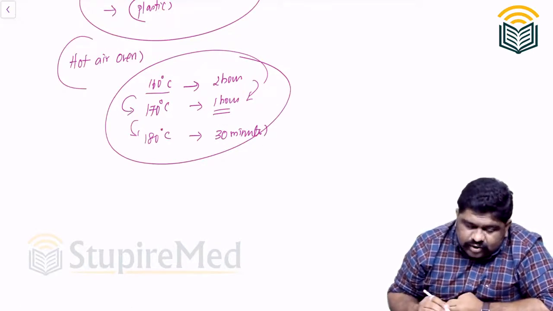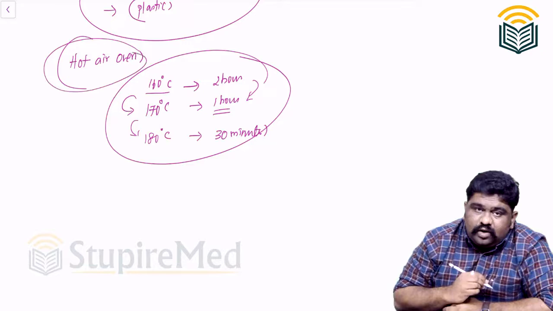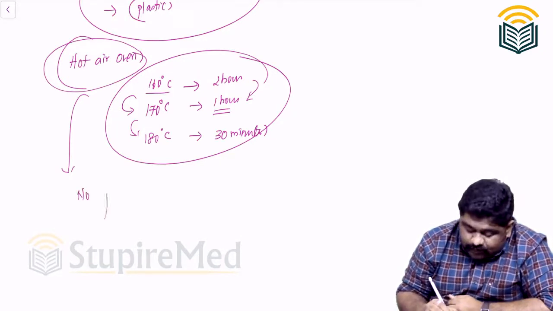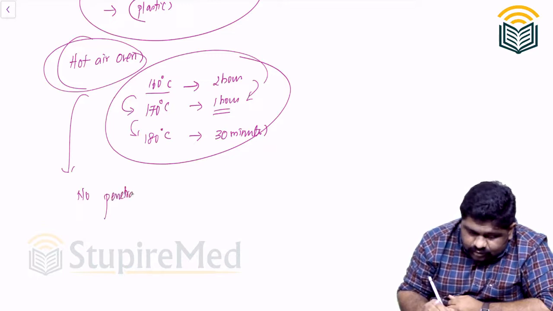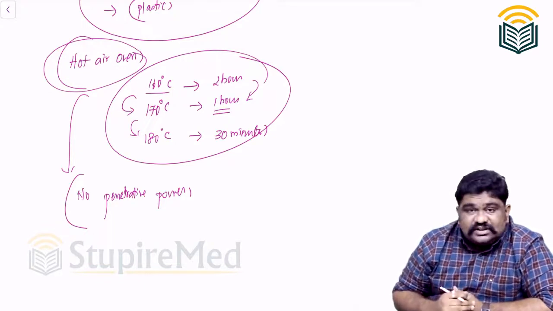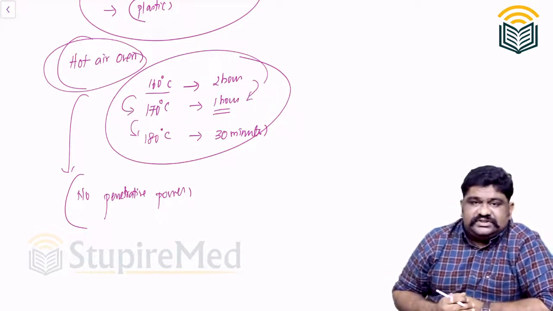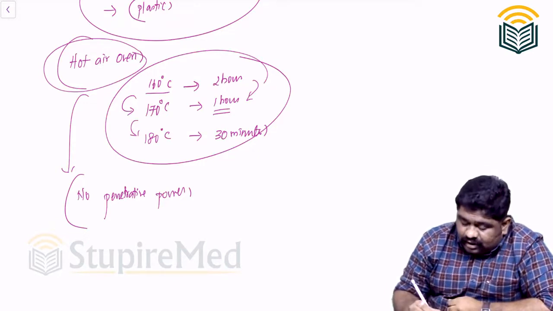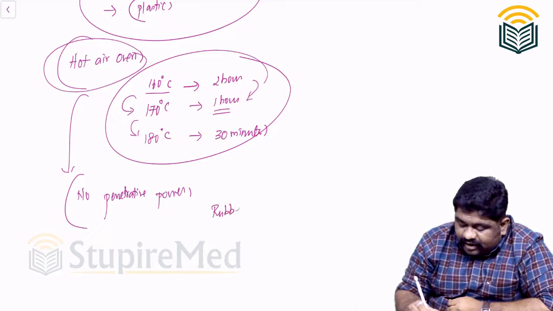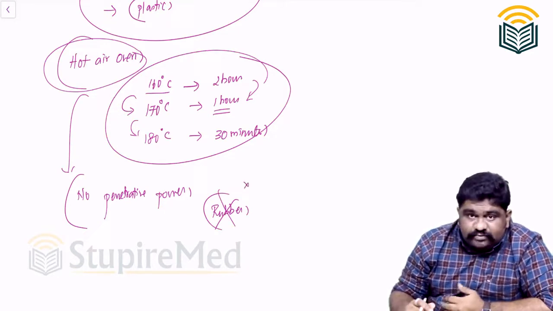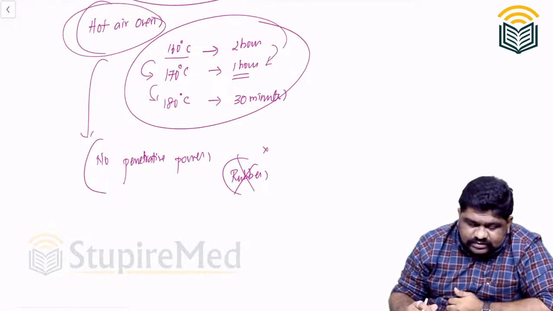And what are the things you have to know? Hot air oven has no penetrative power. And if I apply heat of 160, 170, 180 degrees Celsius, then materials which are heat labile, for example rubber gloves or rubber materials, will start melting on the spot. So I will not be able to use the hot air oven for these kinds of heat labile substances.